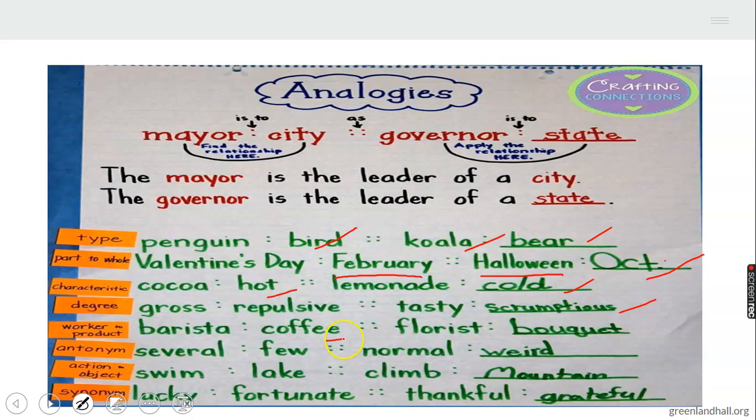Barista is coffee, while florist is banquet. Fevra talks about few, while Norma talks about weird. Swim is in a lake, while you climb a mountain. You swim in a lake, you climb a mountain. Then lucky talks about being fortunate, while thankful talks about being grateful.